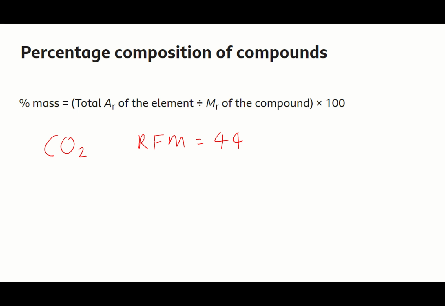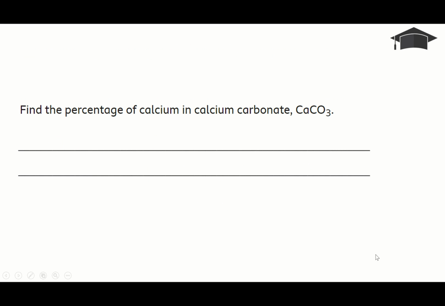Now we know carbon is 12, okay, so 12 divided by 44 will give us a value of 0.27 recurring. Now I need to multiply this by 100 to get the percentage, which gives us 27%. That means carbon in terms of percentage is 27% of the whole molecule. Now that's the percentage composition of carbon within carbon dioxide. Okay, now let's look at some exam questions to practice this.